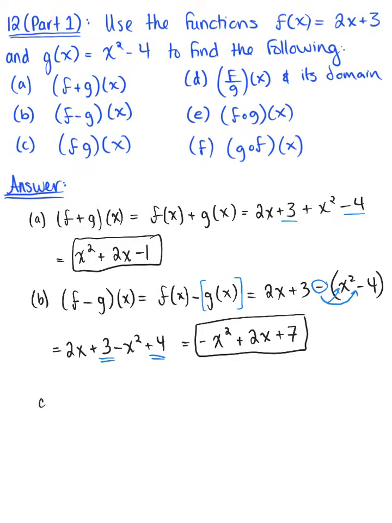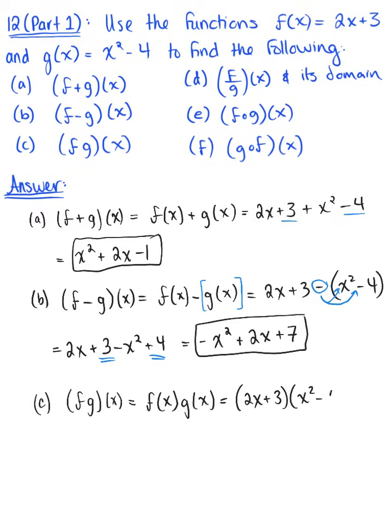In part C, we are asked to find the product. So we have f times g of x, which by definition separates to f of x multiplied by g of x. And plugging our given functions in, we have 2x plus 3 multiplied by x squared minus 4.